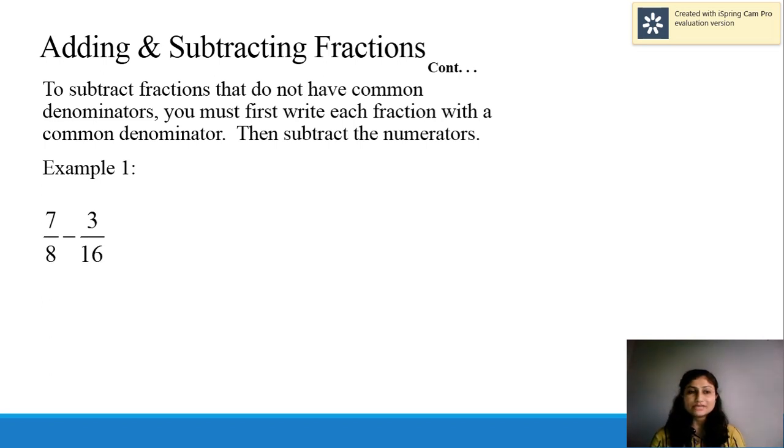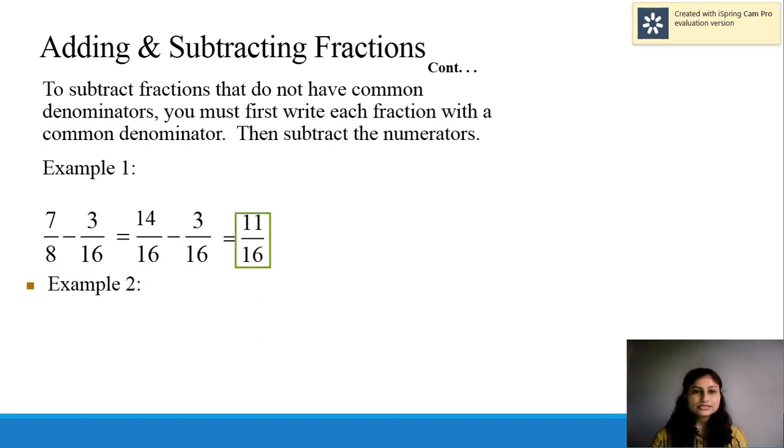7 upon 8 minus 3 upon 16. We make denominator equal 16, and 7 twos are 14. So 14 upon 16 minus 3 upon 16 is equal to 11 upon 16. And answer is 11 upon 16.